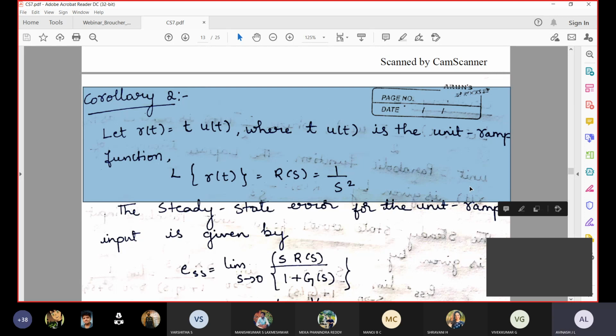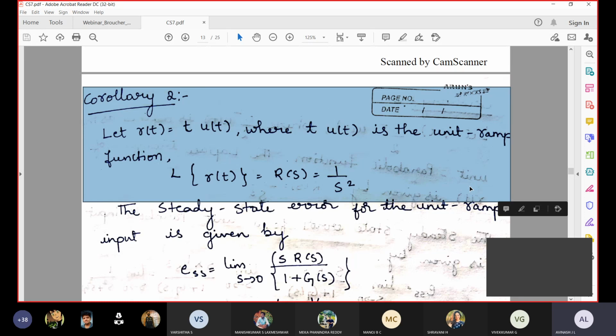Where r of t equals t into u of t, which is the unit ramp function. So what is the R of s value? It is 1 by s square. So this particular function is the ramp function, along with the unit step function and the unit parabolic function.